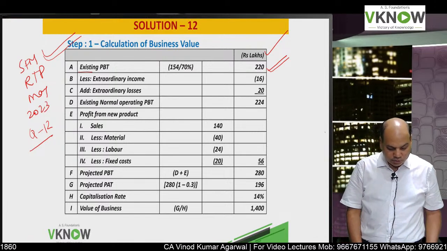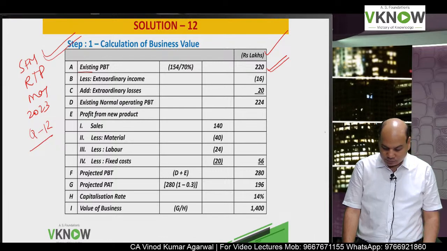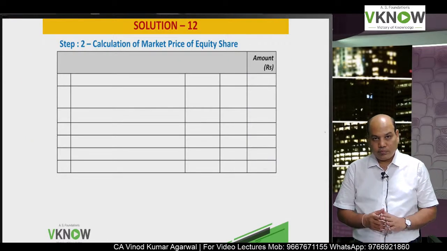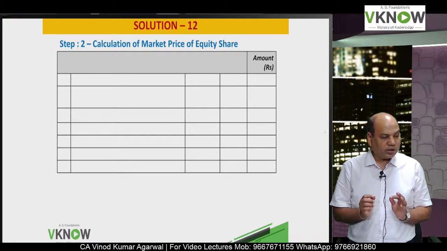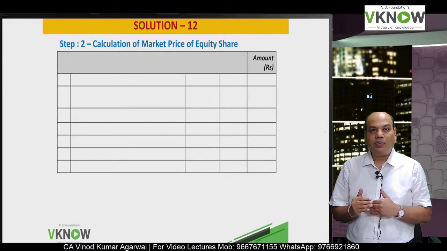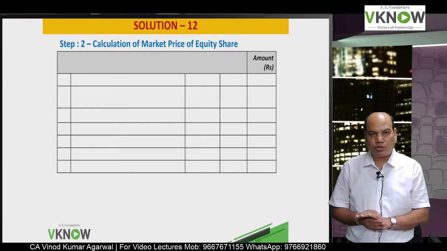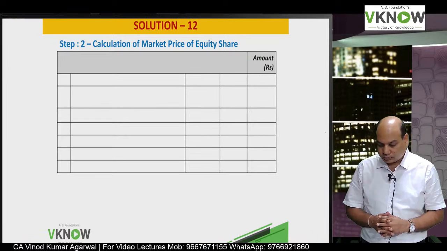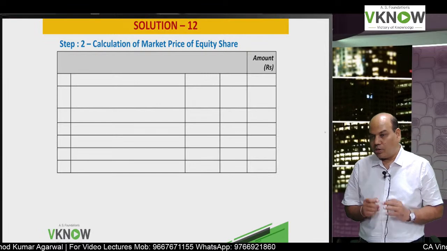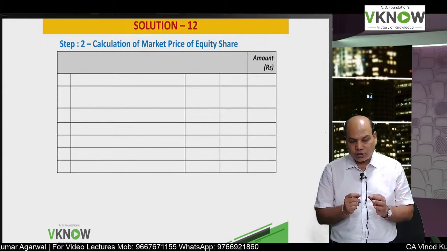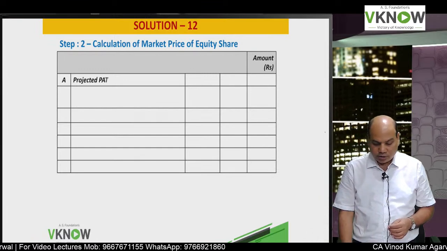Now there is another question. What is the price of the equity share? So that you write down. And because they have given the P/E ratio also, one of the methods of valuation is P/E multiple, that is earnings multiplied by P/E ratio. So write down Step 2. We'll use P/E multiple approach for this answer. So calculation of market value of equity share, right hand side amount.